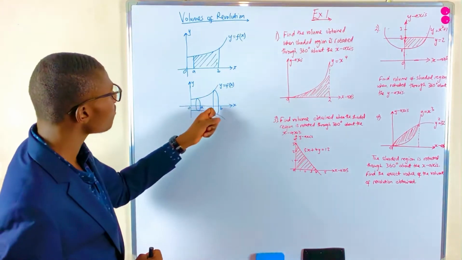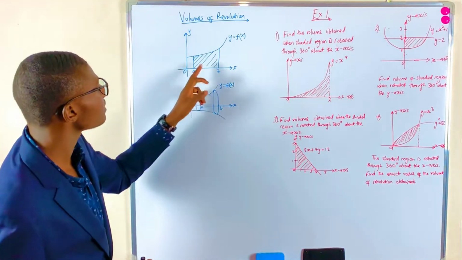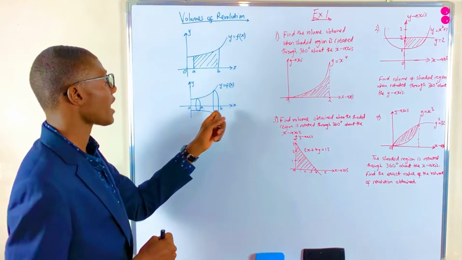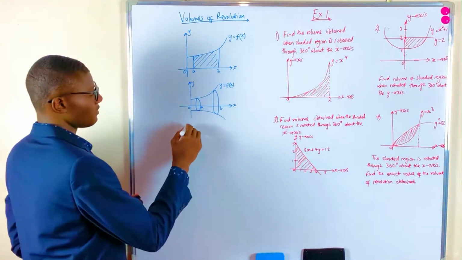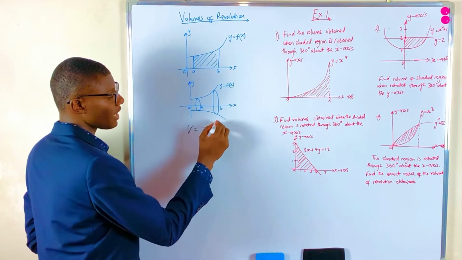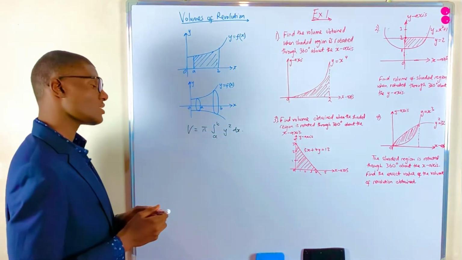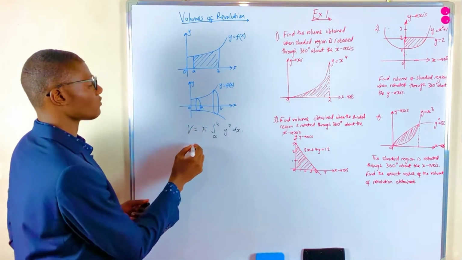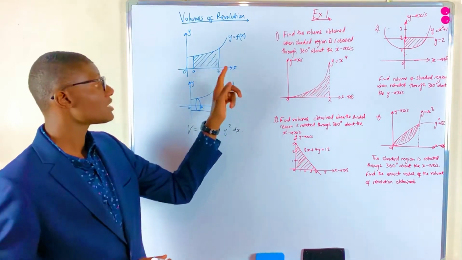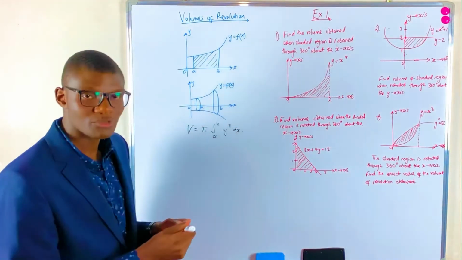So the volume of the solid formed after we've rotated this shaded region through 360 degrees about the x-axis, V, will be given by pi integral from a to b of y squared dx. This is how we obtain the volume of the solid formed. But this is when the shaded region is rotated about the x-axis, so we integrate with respect to x.